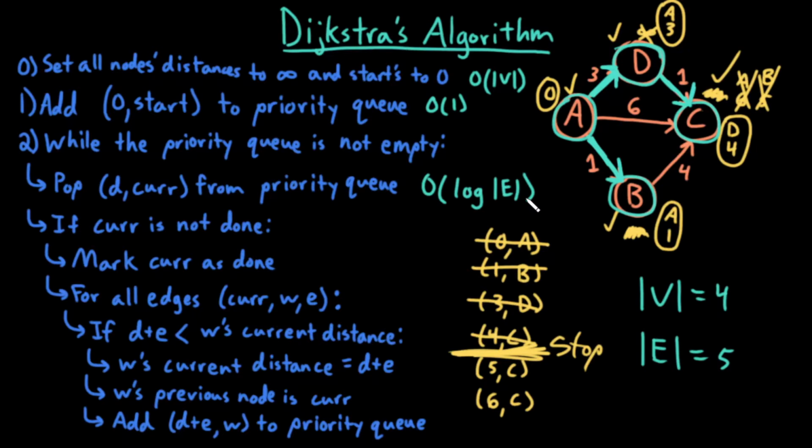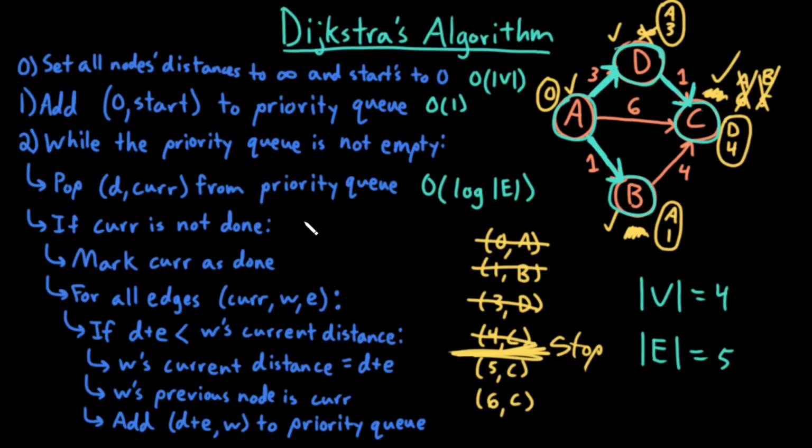Because remember, if I have big O of E elements in my priority queue, or in general, if I have n elements in a priority queue, popping off one of them would be big O of log n, assuming the priority queue is implemented as a heap. Because the heap is perfectly balanced, I would just pop off one thing from a perfectly balanced heap.